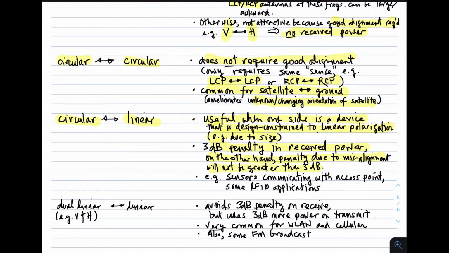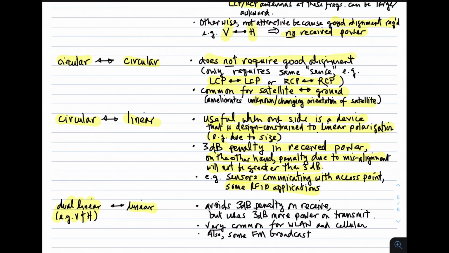So you would see such a scheme in sensors communicating with some kind of access point, for example, maybe in some wireless telemetry application or some Internet of Things type application. And also you might see this in some RFID applications, where the tag is linearly polarized, but the access point might be circularly polarized. And then for completeness, let me identify one other possibility, and that's dual linear, doing both, for example, vertical and horizontal to a linear antenna.